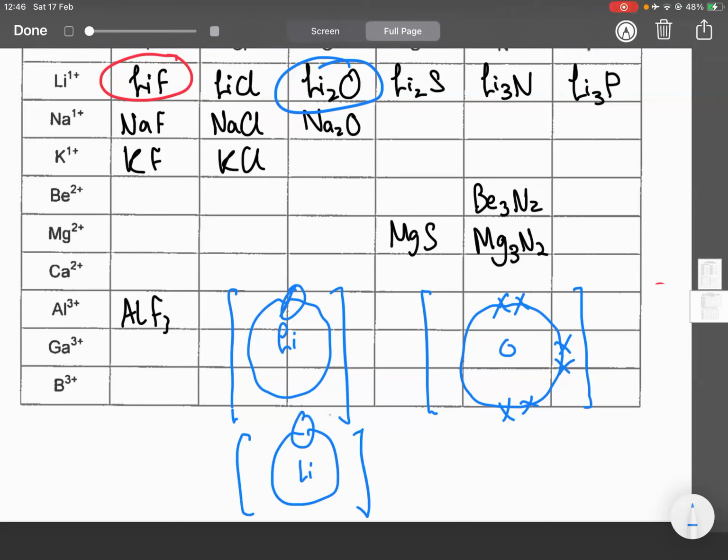Now what happens? Lithium still has to give from both shells, you have to give to oxygen. From both lithiums. Yeah. That becomes a 2 minus, 1 plus, and 1 plus.